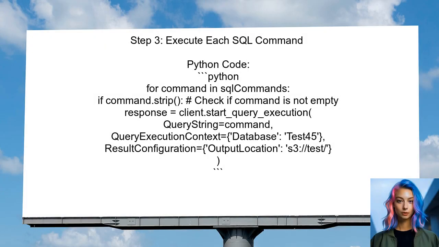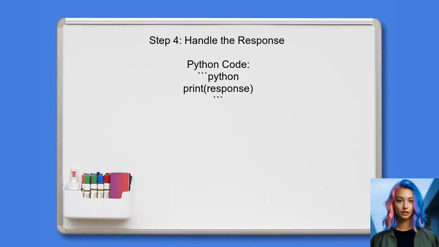Now the user should iterate through each SQL command in the list. For each command, they will call the AWS CLI command using the Boto3 library to execute the query. Finally, the user should handle the response from the AWS CLI command. This will help them verify if the query execution was successful or if there were any errors.